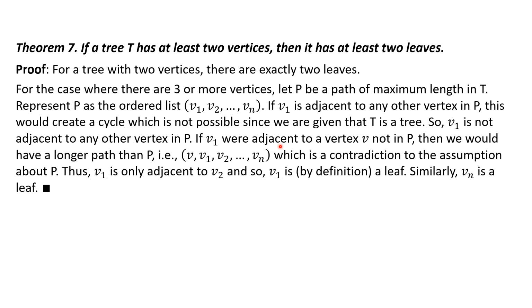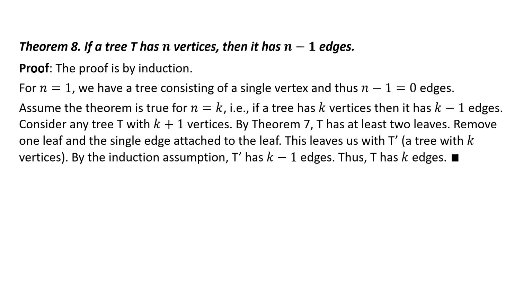If V1 were adjacent to a vertex V not in P, then we would have a longer path, V, V1, V2, and so forth, which contradicts our assumption about P being the maximum path. So V1 is only adjacent to V2, and so V1 is, by definition, a leaf. In a similar way, we can show that Vn is also a leaf, and that proves our theorem.